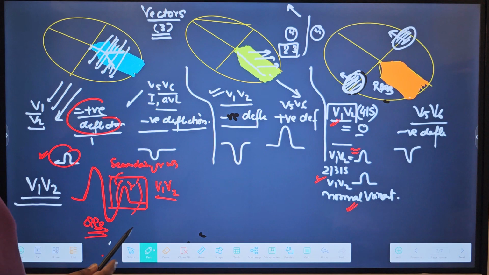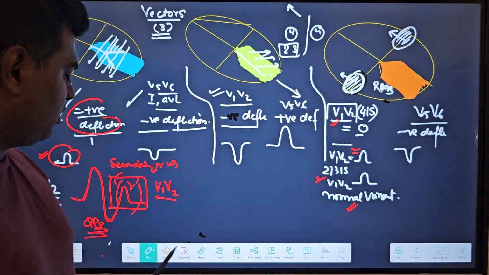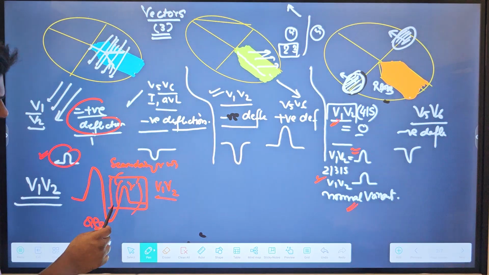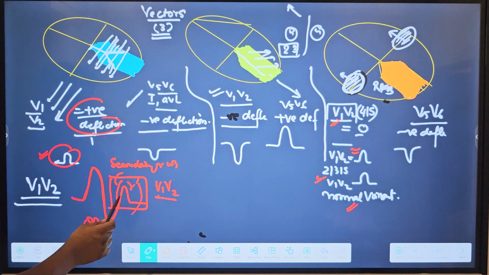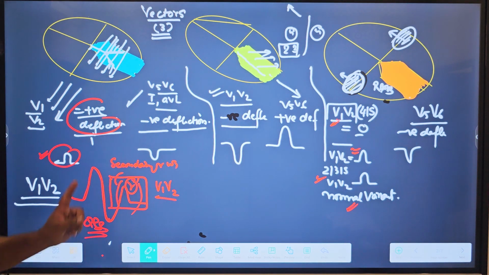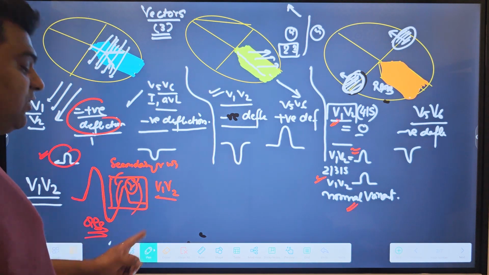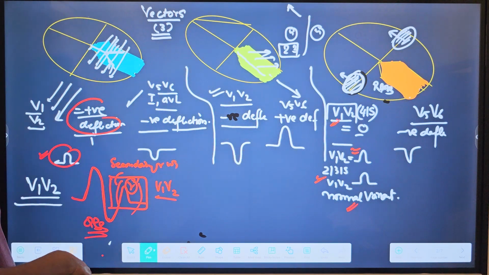So when we are reading the right bundle branch block pattern, we say that there is a rabbit ear appearance or M pattern or a secondary R wave. So please remember the cause of that R wave is what I have explained just now.